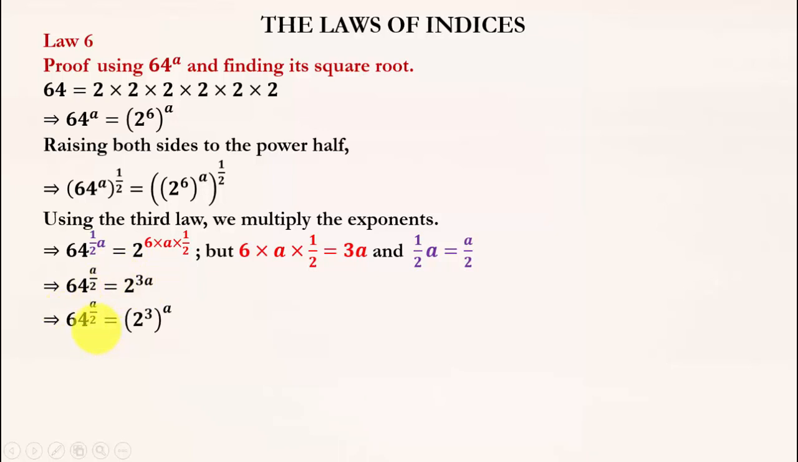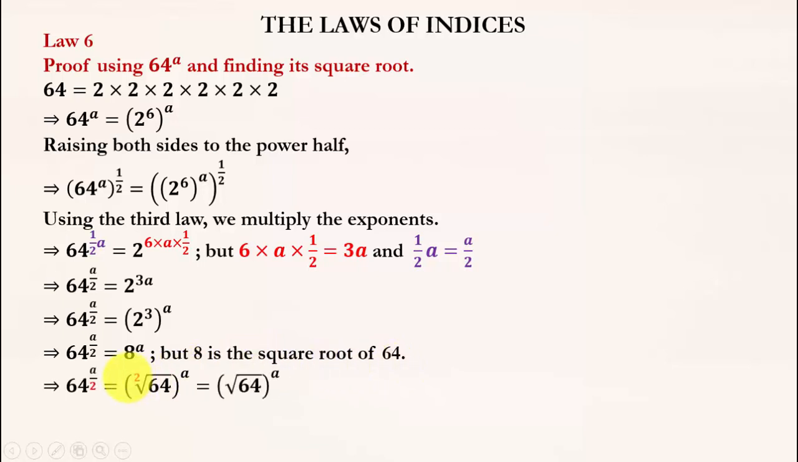And now, using the third law again, this time in a reverse manner, we can say that 64 to the power a over 2 is going to be equal to 2 to the power 3 all to the power a. Don't forget, still applying the third law, we can multiply 3 by a to bring our power back to 2 to the power 3a at the right hand side. Now, that is going to imply that 64 to the power a over 2 is going to be equal to 8 to the power a. But 8 is the square root of 64.